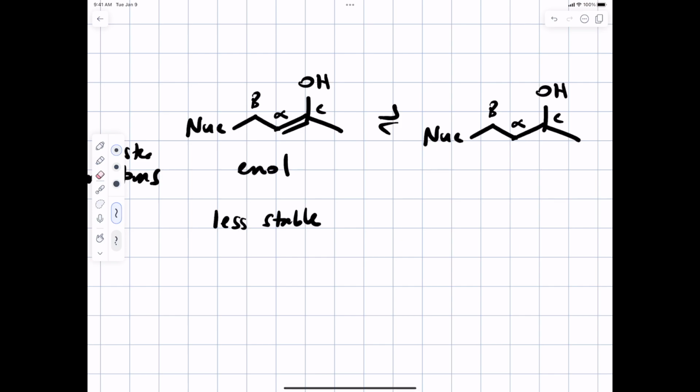So tautomerization would presumably involve either addition of a proton to the pi bond followed by removal of the proton from the oxygen, or deprotonating the oxygen first and then adding the proton on the alpha carbon. And the idea is that the keto form is more stable. Why is that? Why is the keto form more stable than the enol form?